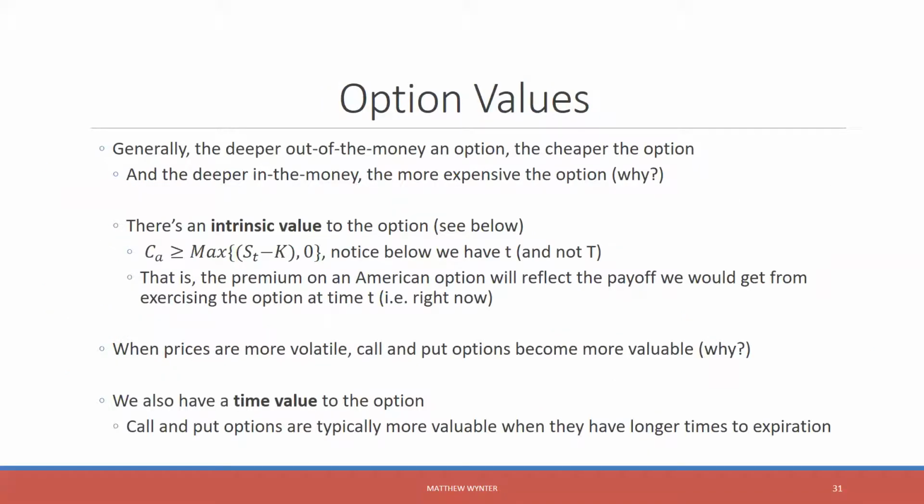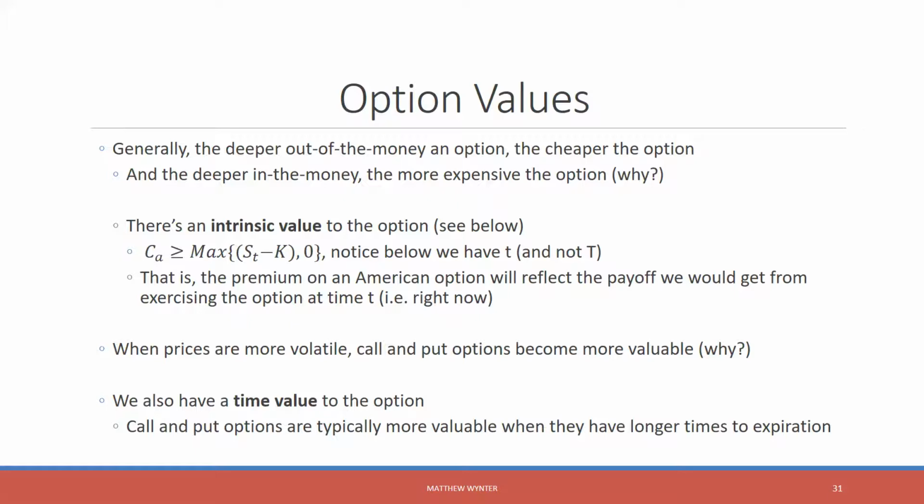Generally, the deeper out of the money an option, the cheaper the option. And the deeper in the money, the more expensive the option. Why? Well, hopefully that makes intuitive sense. Clearly, if the option's deeper in the money, there's a higher likelihood that we're going to use it, so it's going to be more valuable. If the option's deeper out of the money, there's a lower likelihood that this option to buy or sell at this pre-specified price is actually going to be valuable.